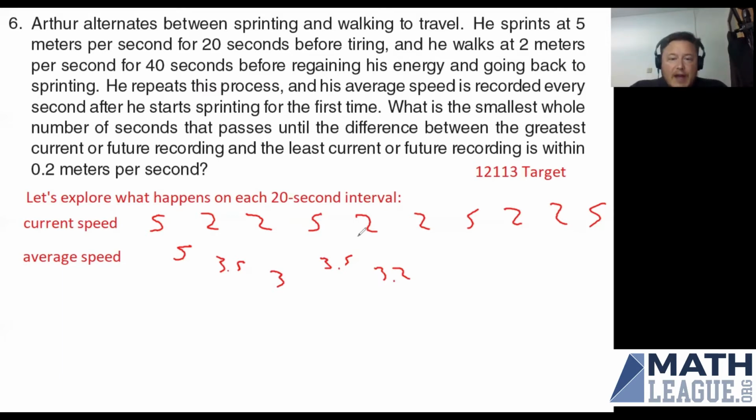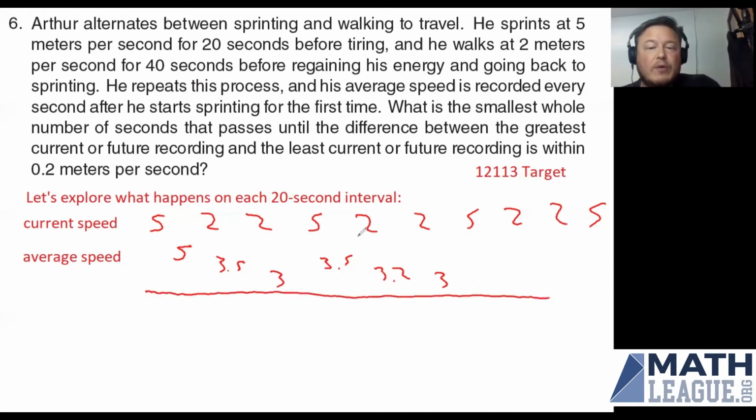Okay, then after the 6th interval, we see that the overall average speed is going to have dropped back to 3. And in fact, I think you can probably see at this point that after each minute, the average speed for the previous minute was 3 meters per second. And the average speed for all the other minutes was also 3 meters per second. So every time we finish a minute, we are back down to this baseline. This lowest possible average speed is going to be 3.